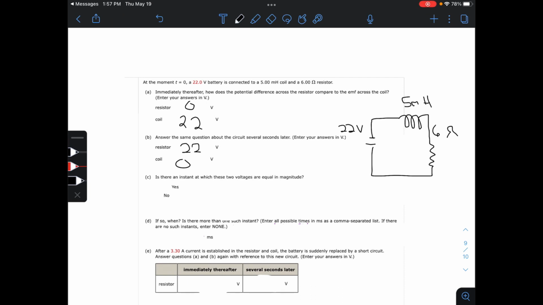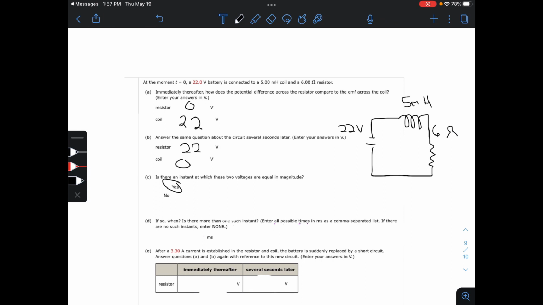Is there an instance in which these two voltages are equal in magnitude? Well, let's think about this. In order for the resistor to go from 0 to 22 and the coil to go from 22 to 0, there's like a math formula. It's called like the mean value theorem or something. But there has to be a point at which the one goes up, the other goes down. That means they have to be equal at some point. So this is in fact a yes.